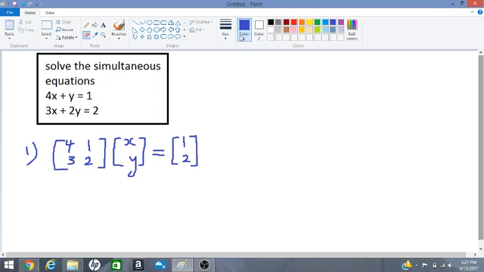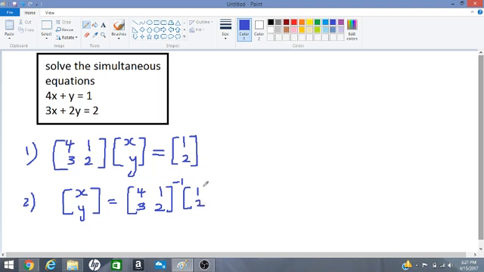Step 2 is to write the matrix equation in this form. xy is equal to the matrix 4, 1, 3, 2 inverse, times 1, 2. So we need to go and find the inverse of this matrix. Okay, so let's do that.